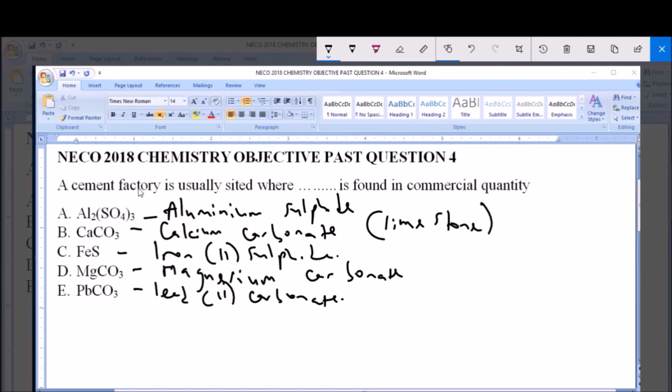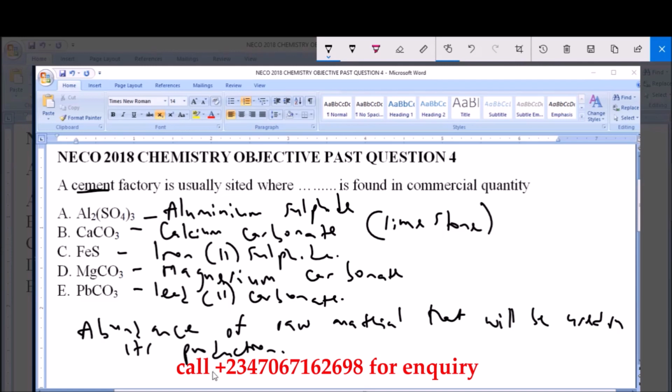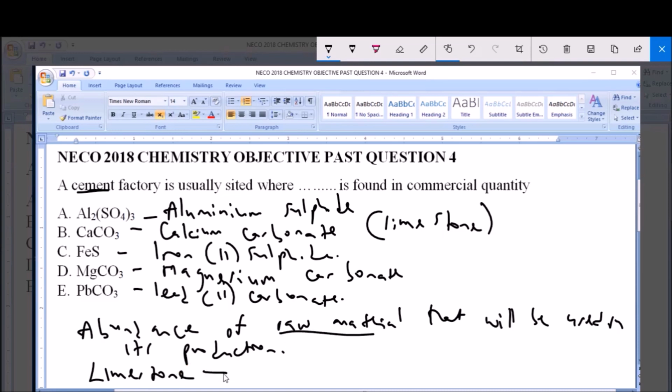So we are asked where a cement factory is usually cited. It will be cited where there is abundance of the raw material that will be used in its production. And the raw material used in cement production is limestone. Limestone is the raw material used in cement production.